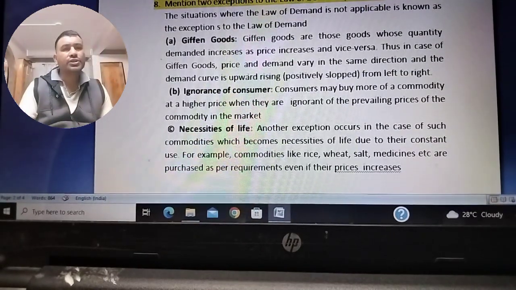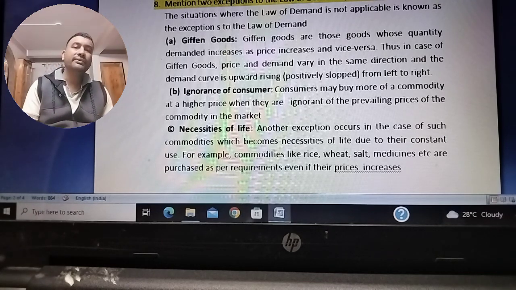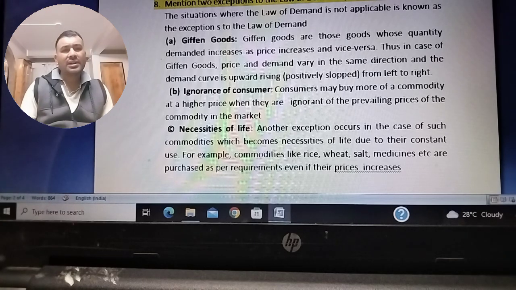The next exception is ignorance of the consumer. If the consumers are not aware of the prevailing market price, at what price it is being sold in the market, then they may purchase more of the commodity even when its price is higher. And necessities of life. There are some goods in our daily life which you consume in a fixed quantity. So we will not purchase more or less of it when its price rises or decreases. So in case of necessities like medicines, rice, wheat, the law of demand is not applicable.